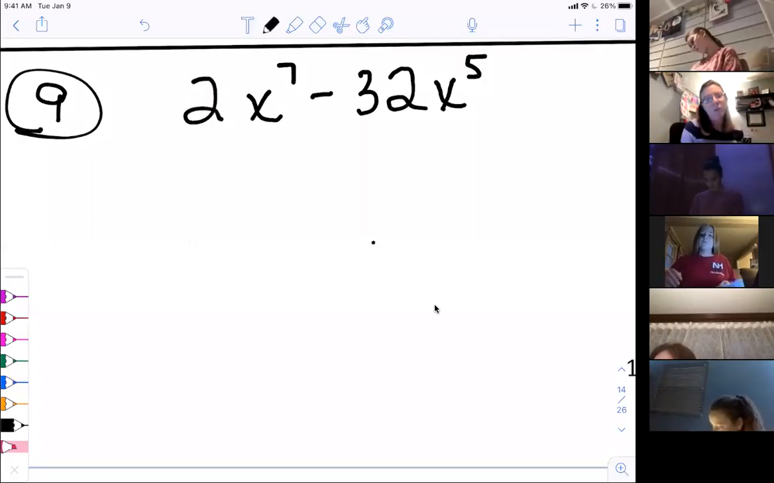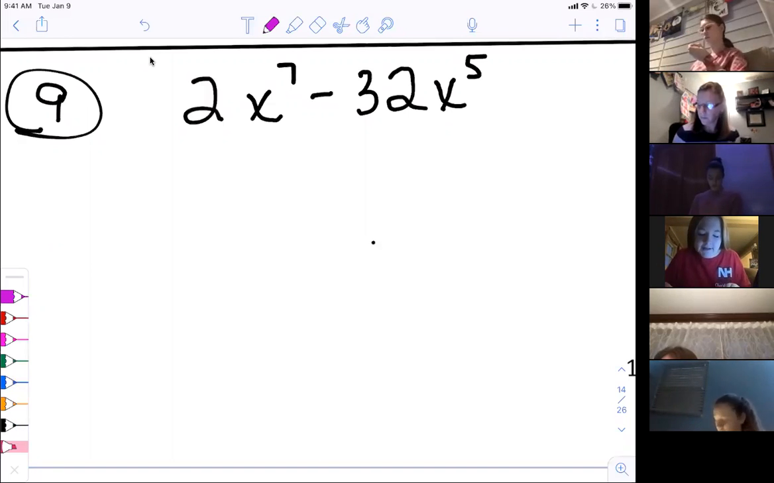Ask yourself, when you're looking at a problem like that that you're trying to factor, what's the first question? Is there a GCF? Perfect. And that's every single problem that we go over. Is there a GCF? Does number 9 have a GCF, Jaden? It does. I pulled out 2x to the third.